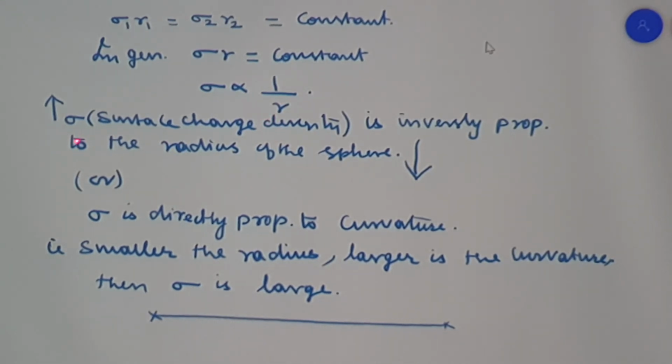In words, we can write the surface charge density sigma is inversely proportional to the radius of the sphere. That is, when the radius gets decreased, the surface charge density gets increased. Or we can say surface charge density is directly proportional to curvature. The smaller the radius, the larger is the curvature, and then the surface charge density is also larger. This is considered as the distribution of charges over a conductor.